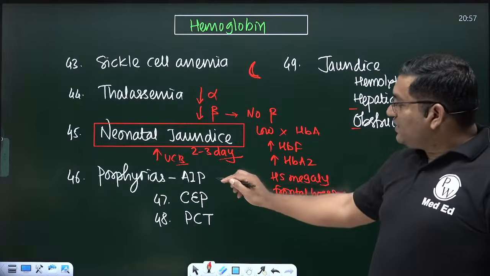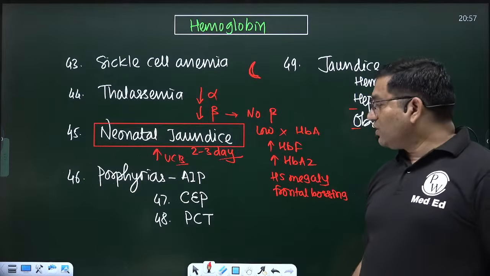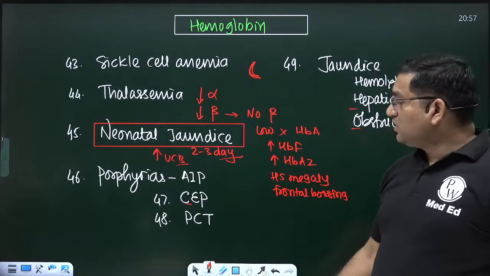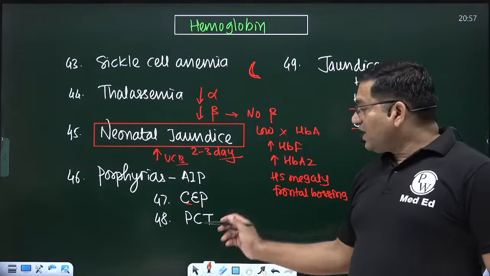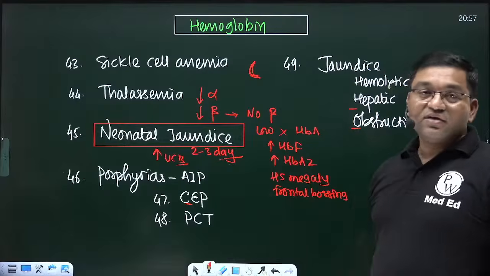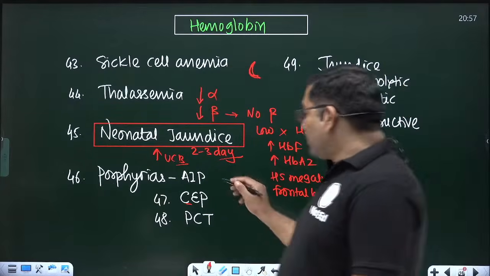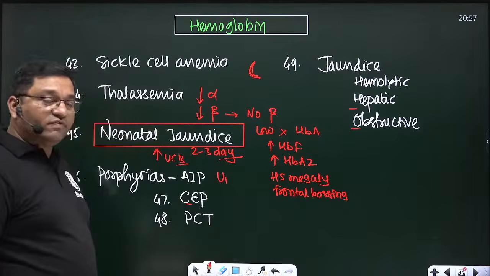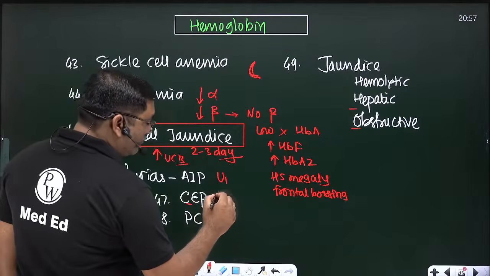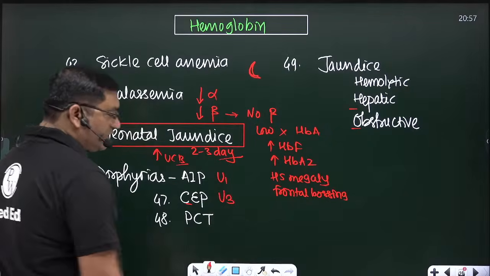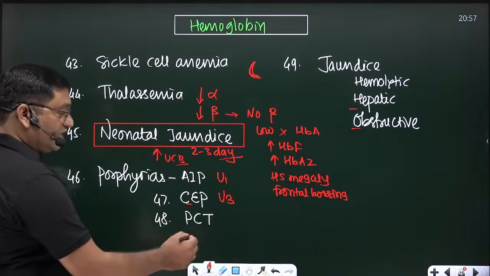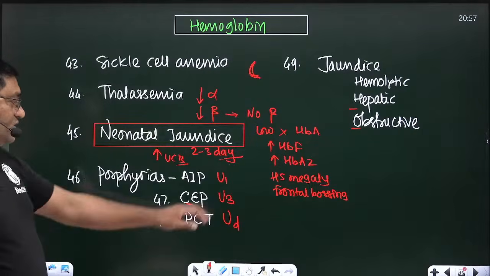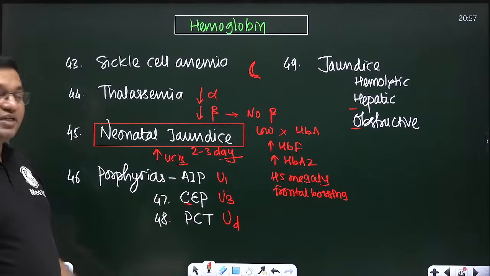In porphyria, there are three porphyrias which are important. All porphyrias are autosomal dominant except congenital erythropoietic porphyria, X-linked sideroblastic anemia, and protoporphyria. All others are autosomal dominant. In acute intermittent porphyria, uroporphyrinogen 1 synthase is defective. In congenital erythropoietic porphyria, uroporphyrinogen 3 cosynthase is defective, and in porphyria cutanea tarda, uroporphyrinogen decarboxylase is defective. These are the enzymes which are defective in these clinical conditions.